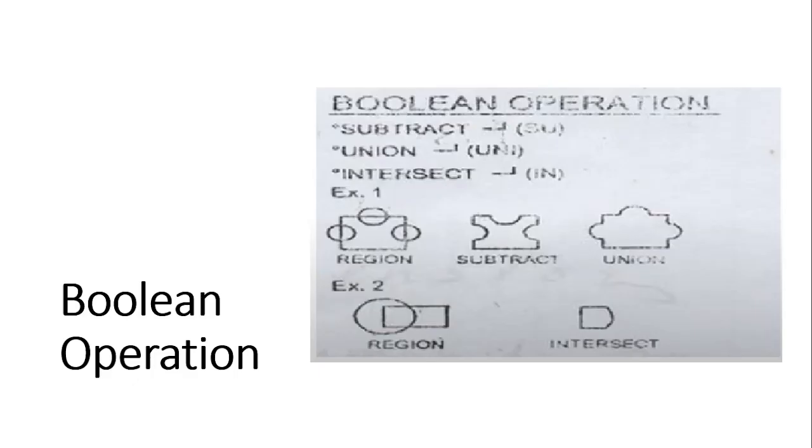Okay? So those are the Boolean operations, Boolean operators used in AutoCAD. So these are the subtract or the subtraction, the union, and the intersection. So we have here the SU, the uni, and the in.